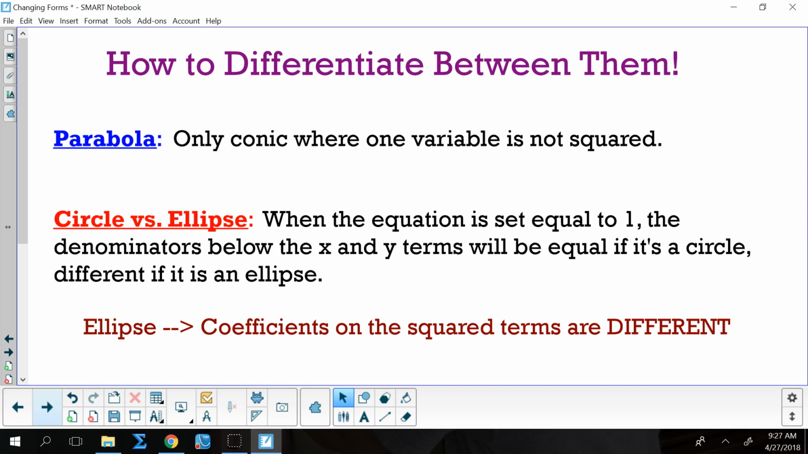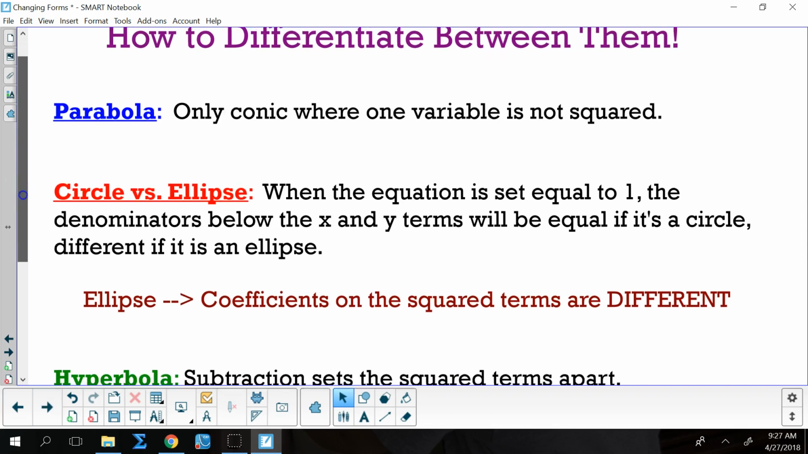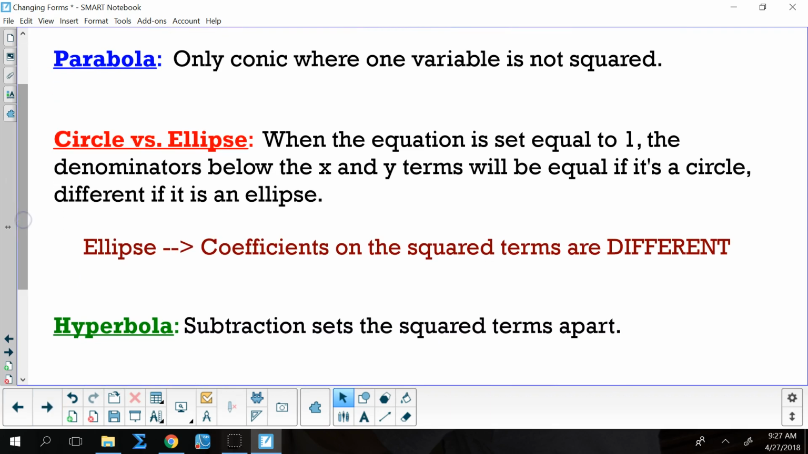The second easy one is actually the hyperbola. Because the hyperbola is the only one where you are subtracting a squared term. Okay? So a parabola has one squared term. A hyperbola has a subtracting of a squared term.